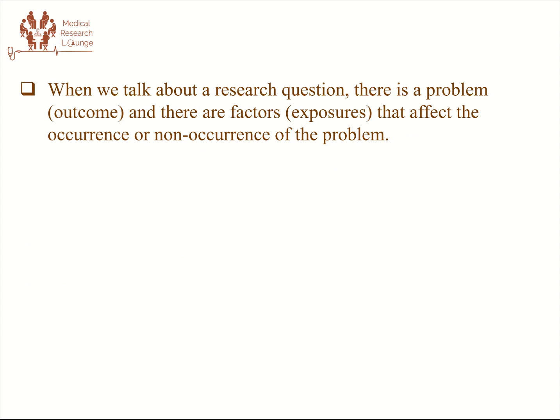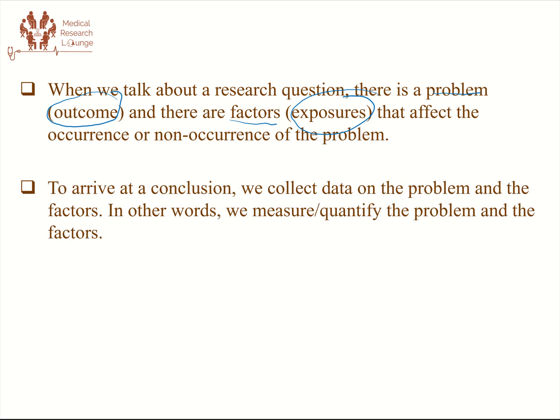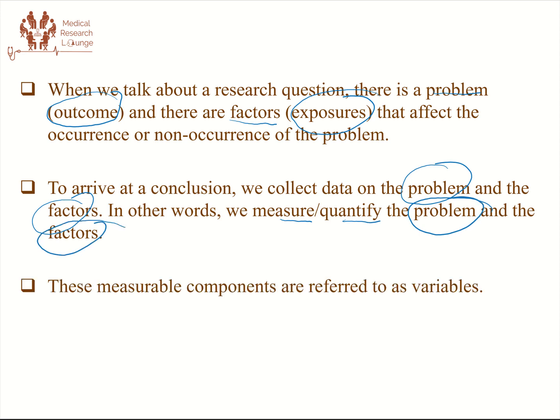So far when we talk about our research question, we've been seeing a lot of words like there's a problem that we're studying, which we have been calling the outcome, and there are different factors or exposures that can affect the occurrence or non-occurrence of the problem that we're studying. So to arrive at a conclusion, we have to collect data on this problem and the factors that we believe could affect our problem. So in other words, we have to measure or quantify our problem and the factors that could possibly affect our problem. So these measurable components of our research question, that's the problem and the factors, are referred to as variables. So what's a variable? We will see variable in session 3.